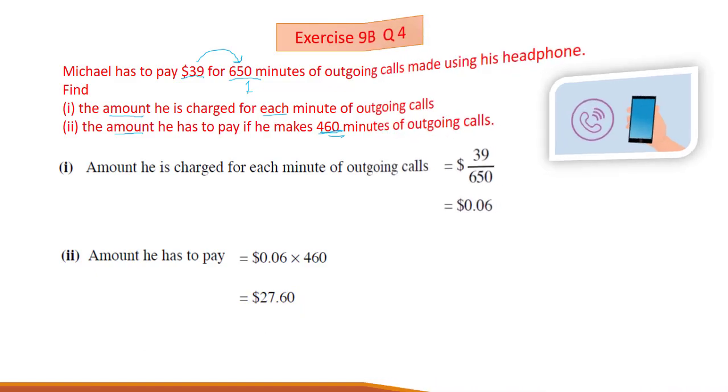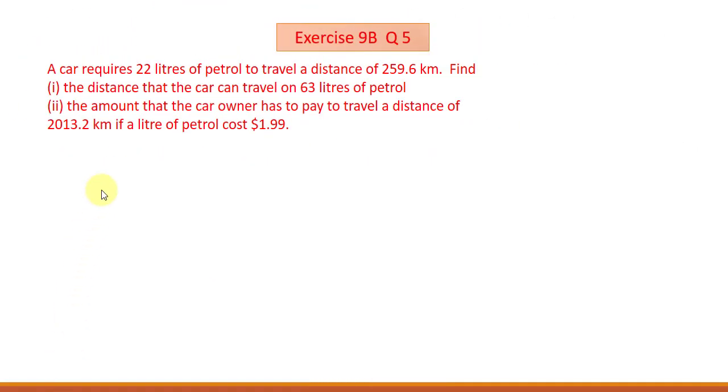Now we will do question number 5. A car requires 22 liters of petrol to travel a distance of 259.6 kilometers. Okay, but what we have to find in part 1 is the distance that the car can travel on 63 liters of petrol. So let us start part 1.